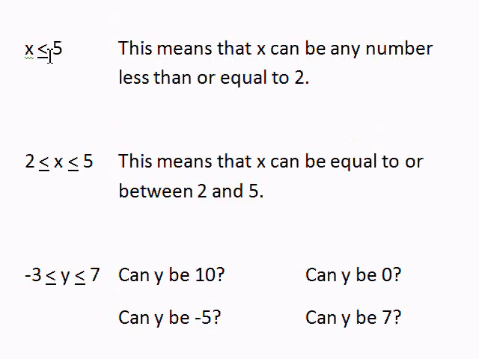X is less than or equal to 5. This means that x can be any number less than or equal to 5. It can be 4, 3, 2, 1. It can also be 5 itself, because x represents any number that's less than or equal to 5.